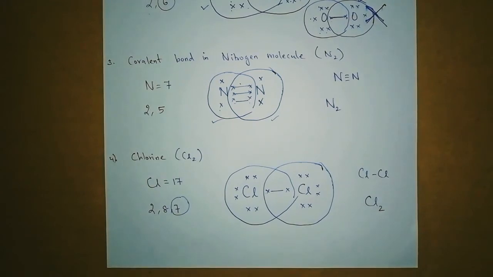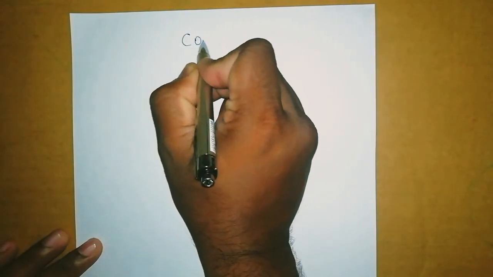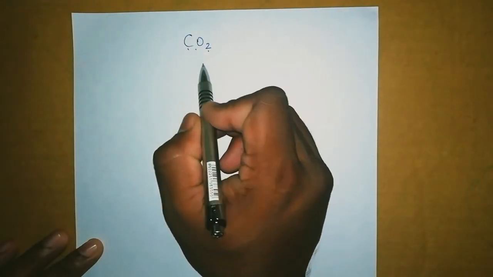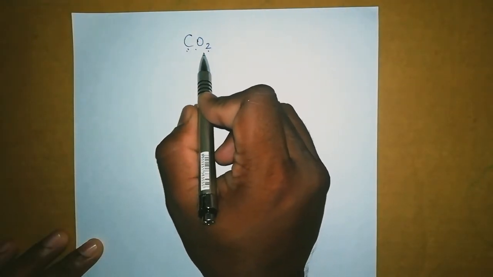There is a question given in your book at page number 61. You can also try that question. Question number 1: what would be the electron dot structure of carbon dioxide, which has the formula CO2? Will you all try to do that? So, the electron dot structure for carbon dioxide. Carbon dioxide means one carbon, two oxygen.